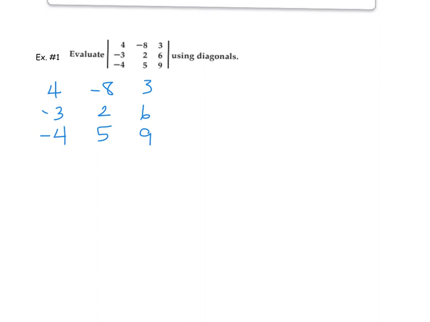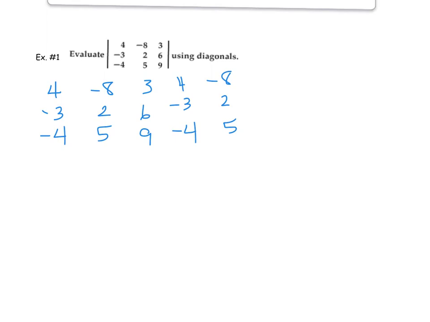Then we're going to recopy the first two columns. Columns, remember, are ones that go up and down. They hold up the house. So 4, negative 3, negative 4, which is the first column, and the second column is negative 8, 2, and 5. So I'm going to double check to make sure that I copied it right. And it looks like I did.